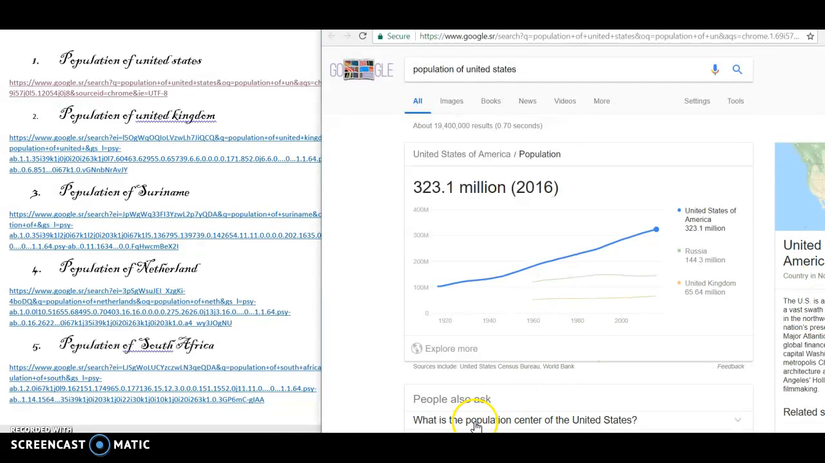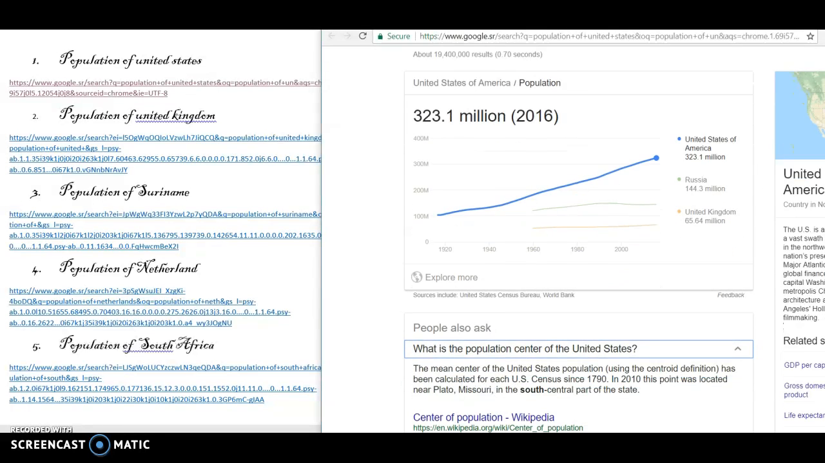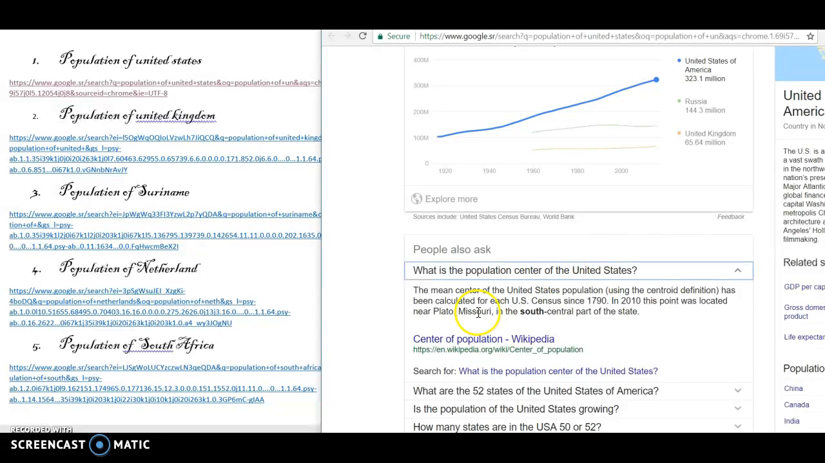And what is the population center of the United States? Here, the mean center of the United States population has been calculated for each United States census since 1790. In the year 2010, the point was located near Plato, Missouri, in the south center part of the United States.